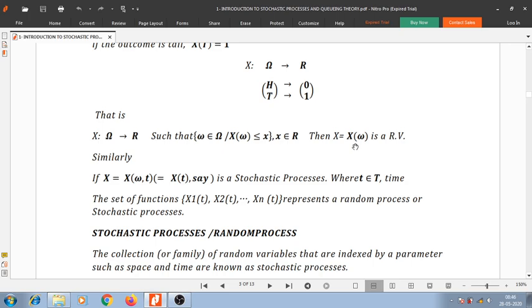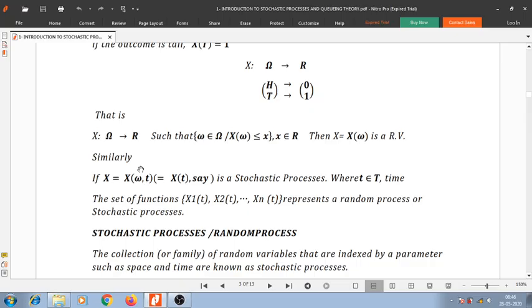This x is called a random variable. That may be written, very strictly, as x is equal to x of omega. Alright. Suppose the same random variable is a function of time. This function of time is called a stochastic process. That is, x is equal to x of omega comma t.